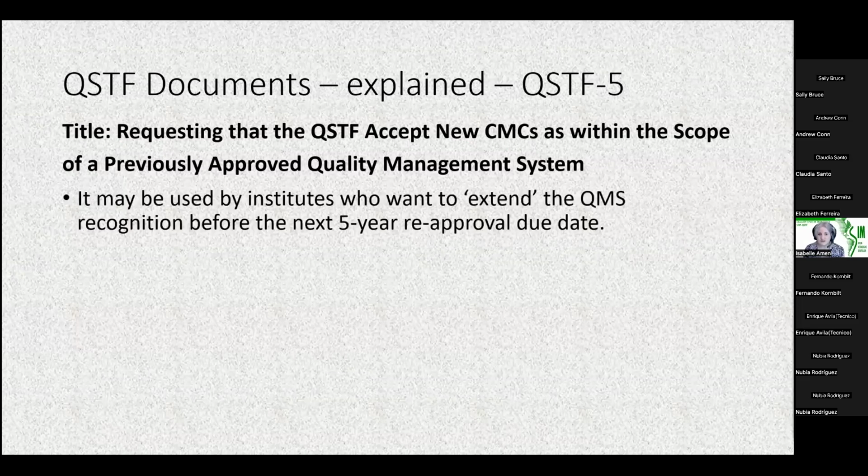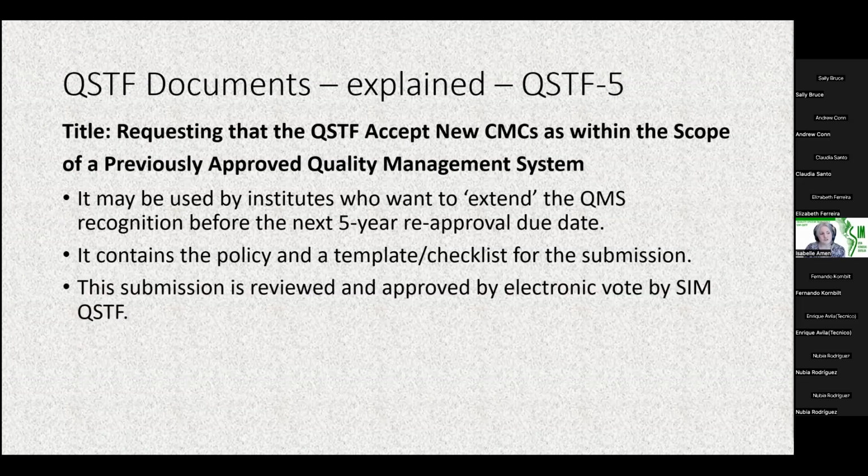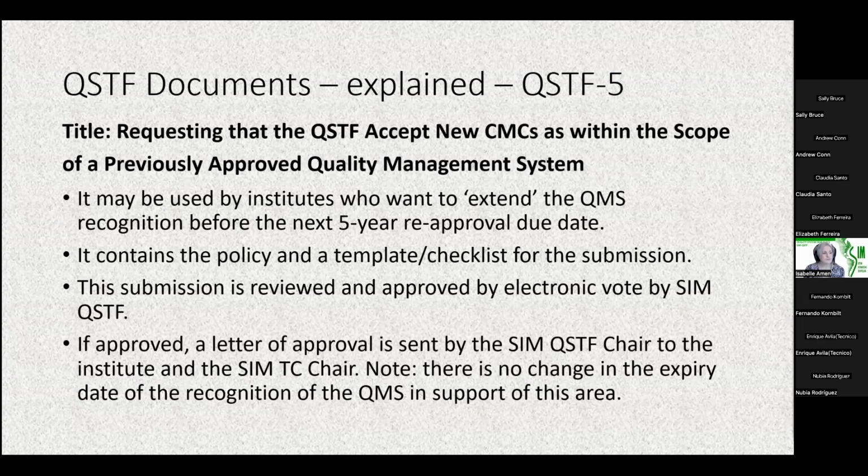It may be used by institutes who want to extend the QMS recognition before the next 5-year reapproval due date. QSTF-5 contains the policy and also a template checklist for that submission. This submission is reviewed and approved by electronic vote by SIM QSTF. If it is approved, a letter of approval will be sent by the chair to the institute, with a copy to the TC chair. To be noted, however, there will be no change in the expiry date of the recognition of the QMS in support of this area.